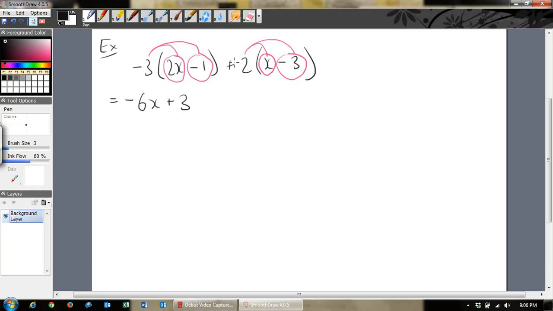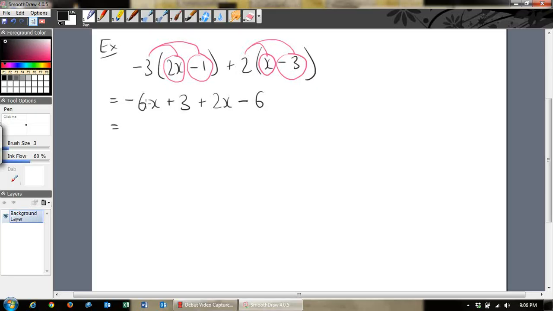Now, we've got positive 2 times x. What's positive 2 times x? Positive 2x. And what's positive 2 times negative 3? Positive times a negative is a negative, and 2 times 3 is 6. There we go, looking good.